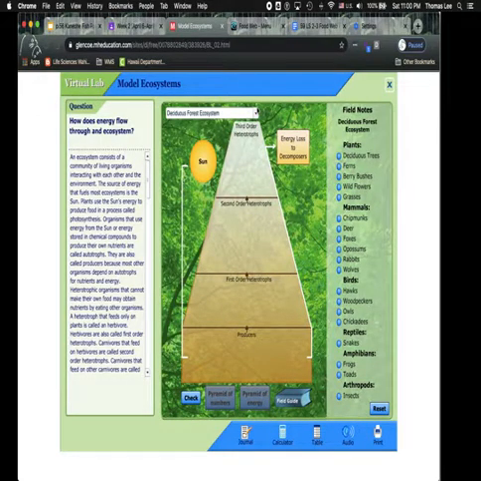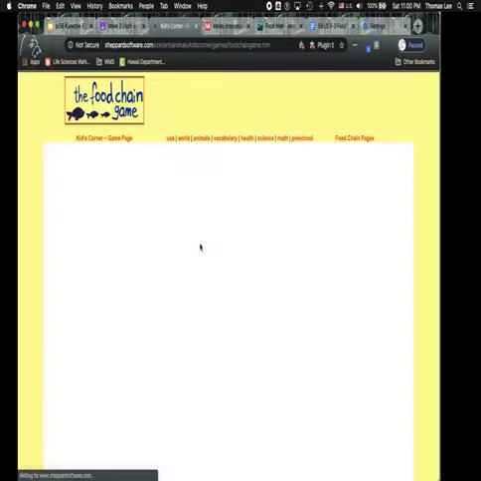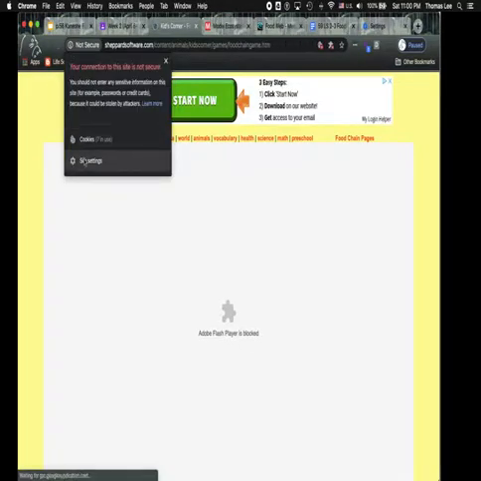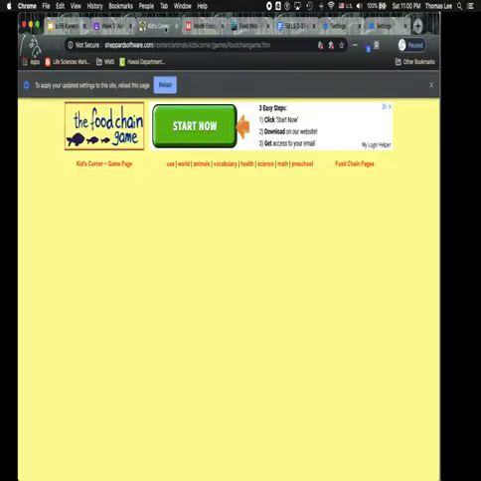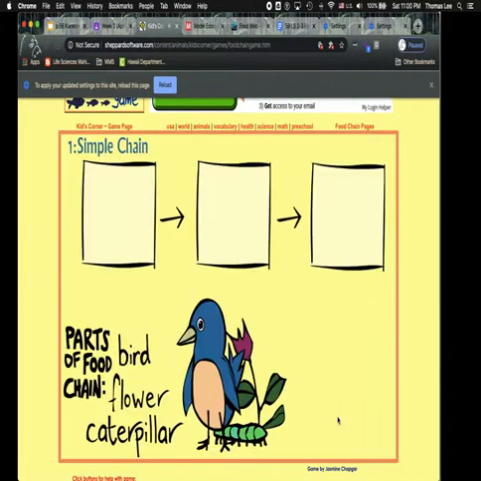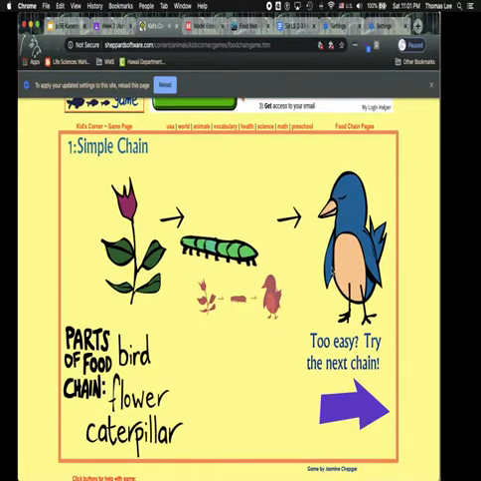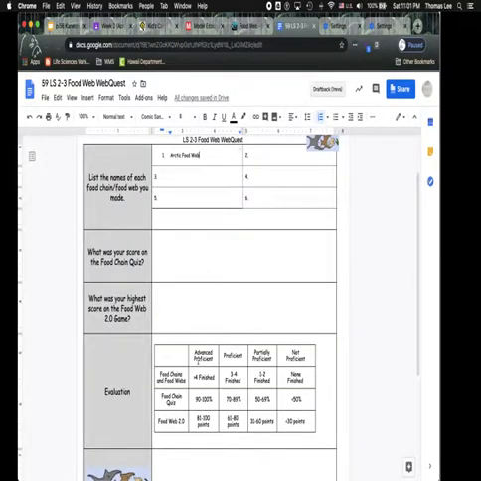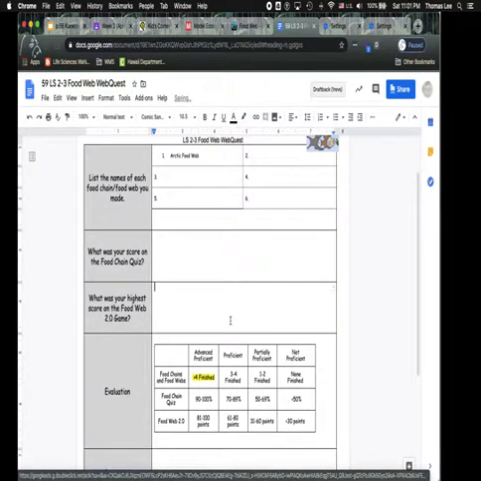So if you finish one of these, you can write it down, right? And this one you might recognize from week 1. Okay, and then you can try these different ones. So you start with the flower, caterpillar, and bird. How exciting. Okay, and then try to do at least 4 of them, because then you can highlight here and say you did 4 of them. Yeah. The second step is, what was your score on the food chain quiz?